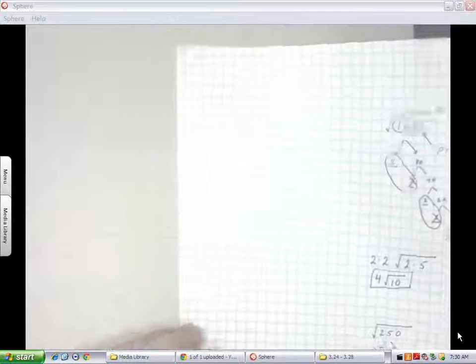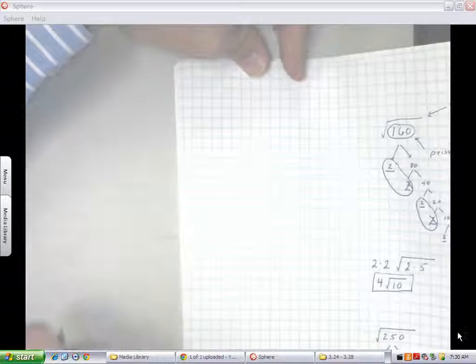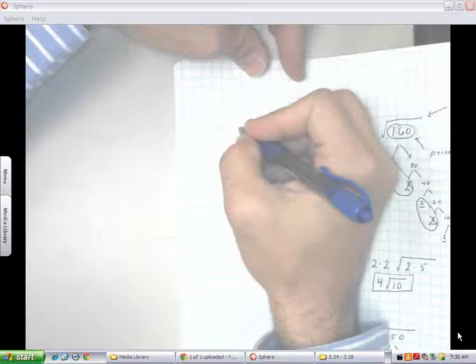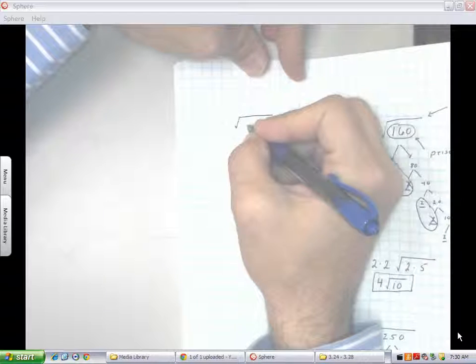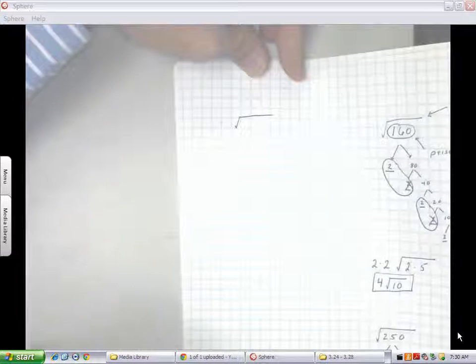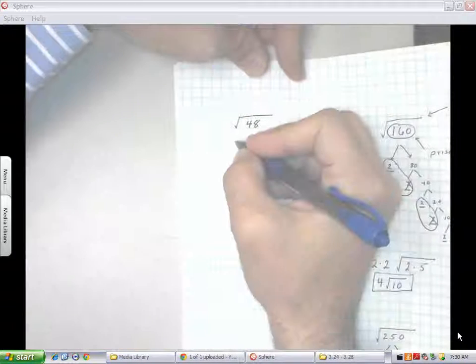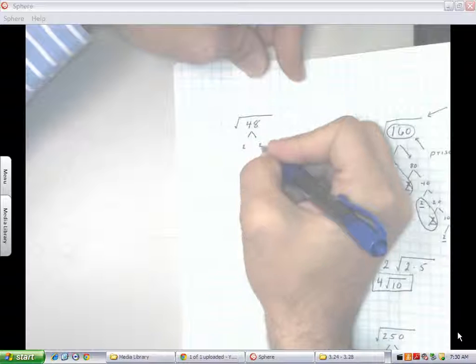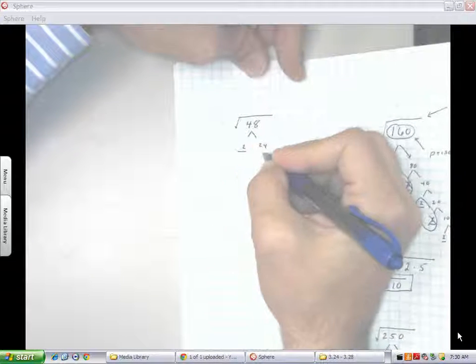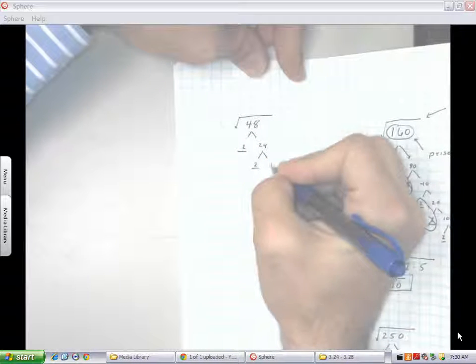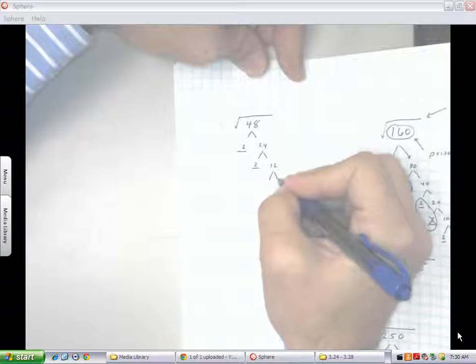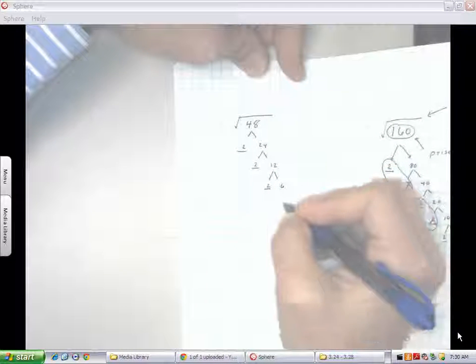And then one more time, in case that didn't make sense. Let's try this time the square root of 48. So that's 2 and 24. 2 is prime. 2 and 12. 2 and 6. 2 is prime. 3 and 2.